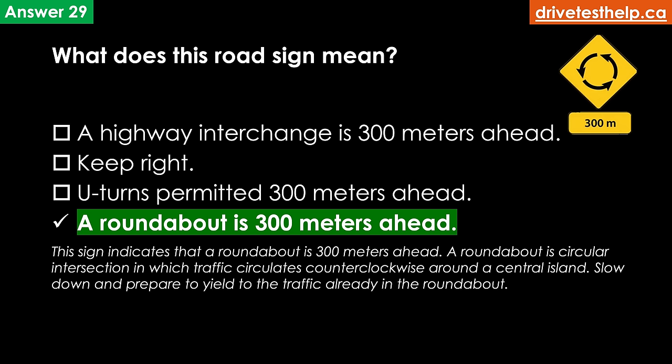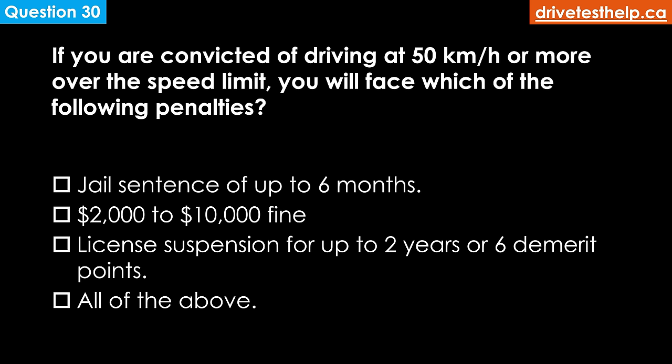A roundabout is a circular intersection in which traffic circulates counterclockwise around a central island. Slow down and prepare to yield to the traffic already in the roundabout. If you are convicted of driving at 50 kilometers an hour or more over the speed limit, you will face which of the following penalties?